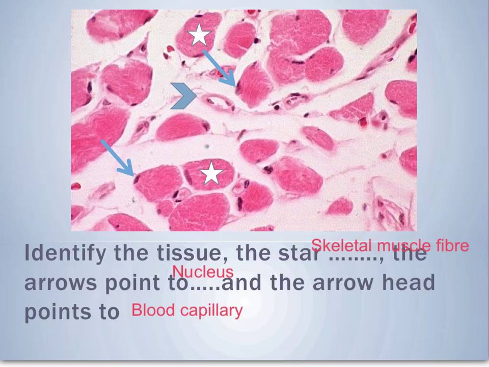Here also we have this, which is, of course, a blood capillary, and we have a lot of blood capillaries in the connective tissue and the muscle fibers here. If you look at this one, you can see it is dotted. These dots represent the myofibrils.